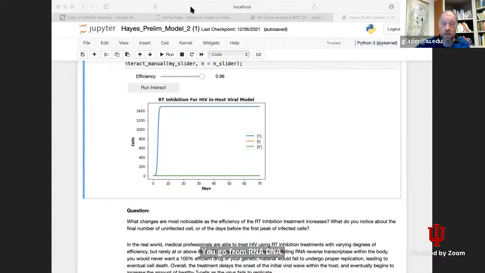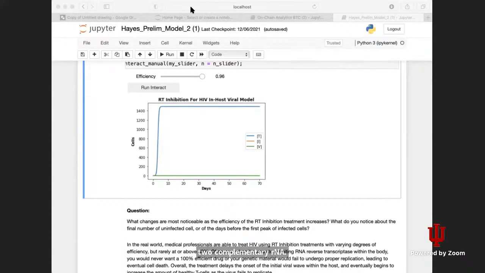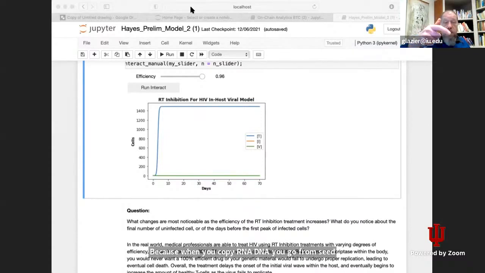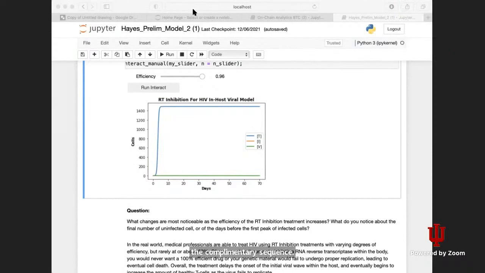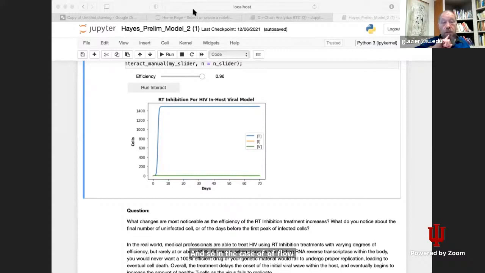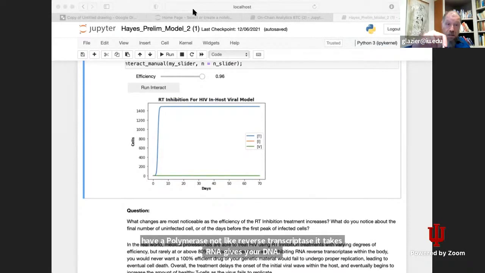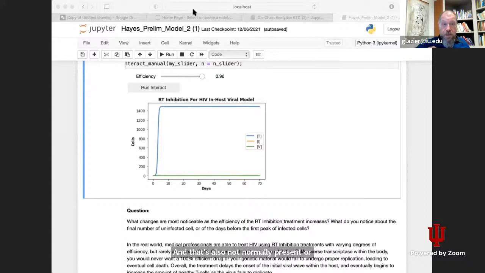In the case of influenza or COVID, you go from RNA to complementary RNA, because when you copy RNA or DNA, you go from CGAT to the complementary sequence and then back. And so in the case of flu and COVID, you have a polymerase, not like reverse transcriptase that takes RNA and gives you DNA. You have a polymerase that takes RNA and gives you RNA back. And that's also not normally present or active in human cells. There's this one little exception, which may actually be the evolutionary origin, whether from virus to animal or animal to virus isn't known, where there does seem to be some special cases where there may be some copying that way.